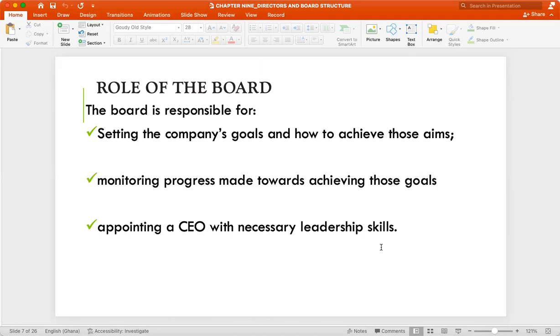Okay. The board is responsible for monitoring progress made towards achieving those goals, and also for appointing a CEO with necessary leadership skills. Okay. So this is why when a company is not performing well, the board cannot recuse themselves or withdraw from that failure, because you are responsible for appointing a competent and good CEO to run the affairs of the company. So if you were the one appointing the CEO and you appointed the wrong person and the person fails, then obviously you must take part of the blame for the failure of the company.